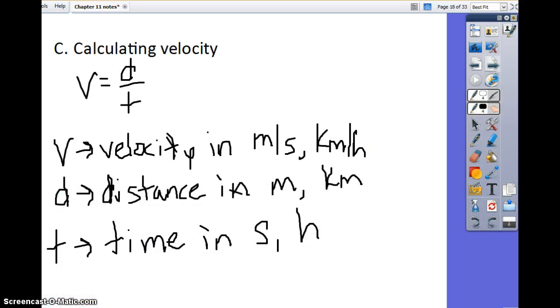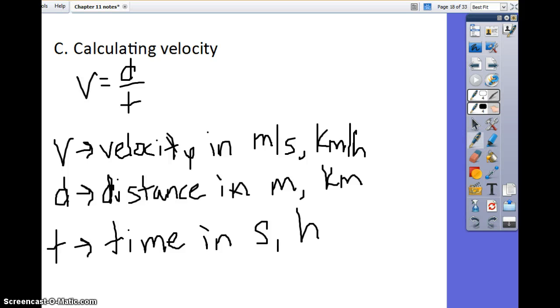So, calculating velocity. Velocity is v equals d over t. That equation I will give you on the test. The v is your velocity in meters per second or kilometers per hour. Things can change a little bit here. Distance is usually in meters or kilometers, and time is in seconds or hours. Basically, whatever units you need to combine to make the velocity. That equation I will give you on the test, but you do need to know how to rearrange it.